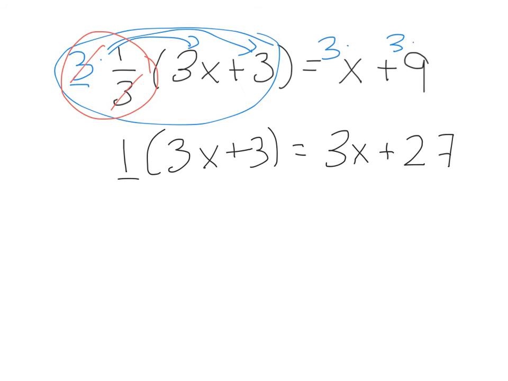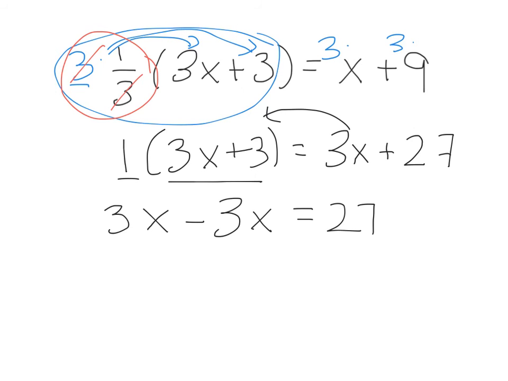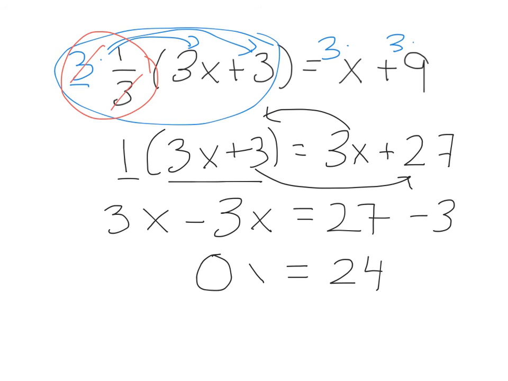Now, this 1 in front of something, we don't have to write that anymore. So this is really just 3x plus 3 on the left side. So we've got 3x. Let's bring that 3x over for minus 3x equals 27. And then let's bring that 3 over. It'll become a minus 3, leaving us with, on the right side, 24. On the left side, 3x minus 3x leaves us with 0x.